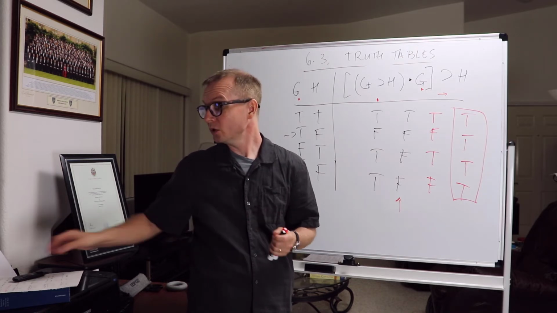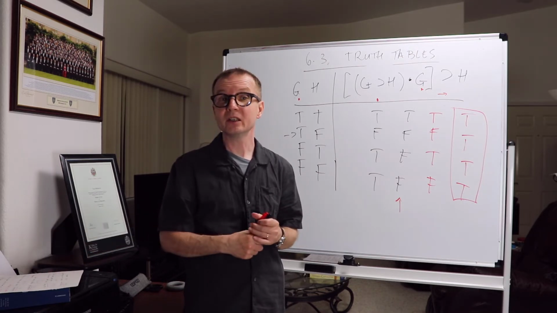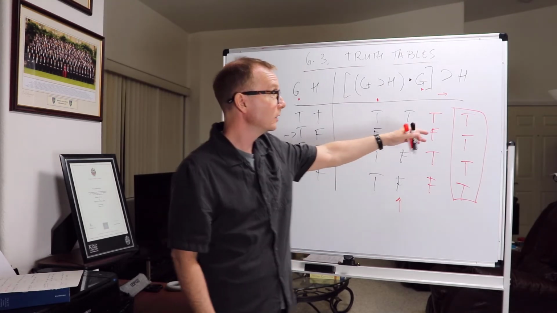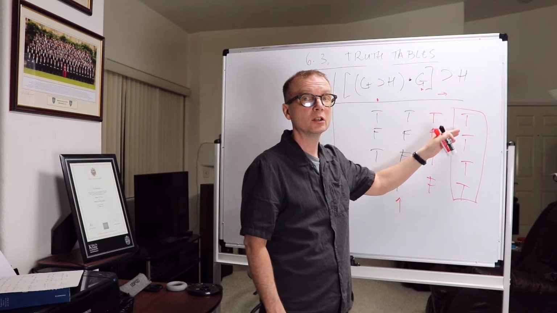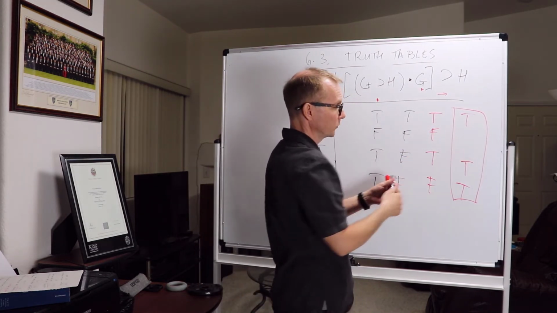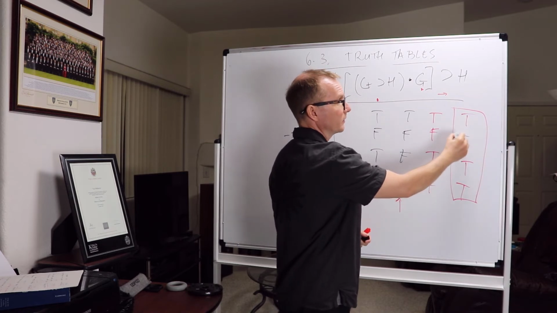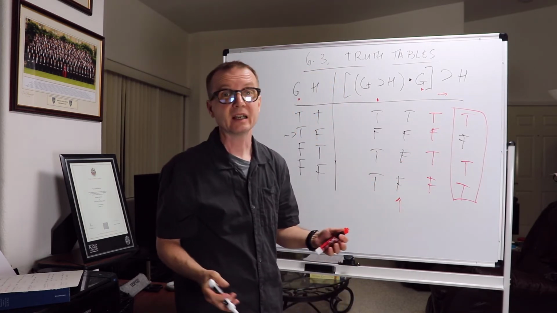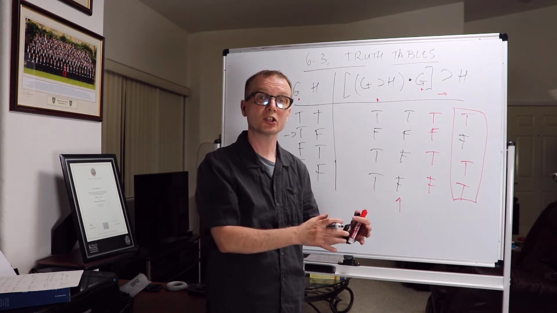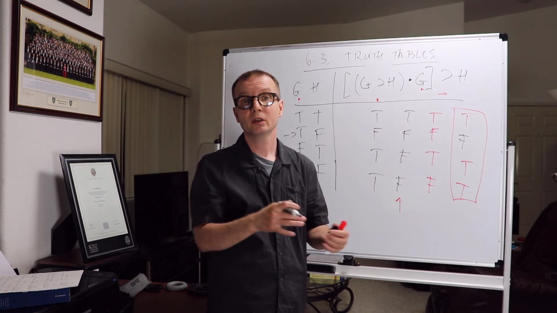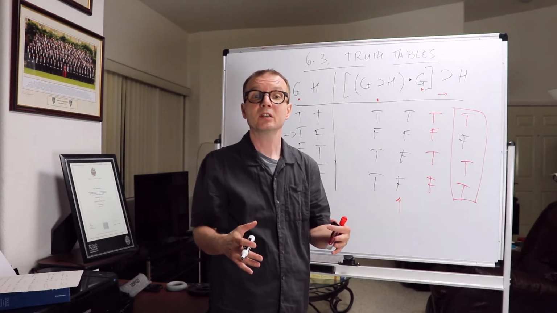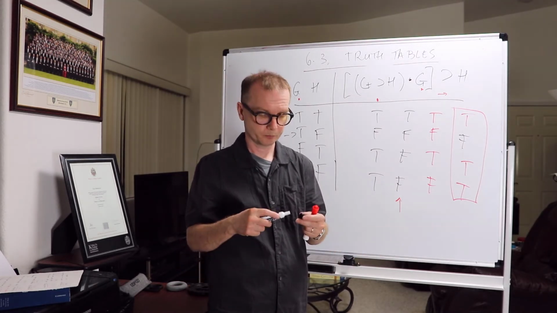Okay, now another possibility is if it's neither a tautology nor a contradiction, say some of them are true and some of them are false, something like that. Then that would be a contingent statement. So you can have a tautology, which is always true, a contradiction, which is always false, or a contingent statement, which is all other situations.